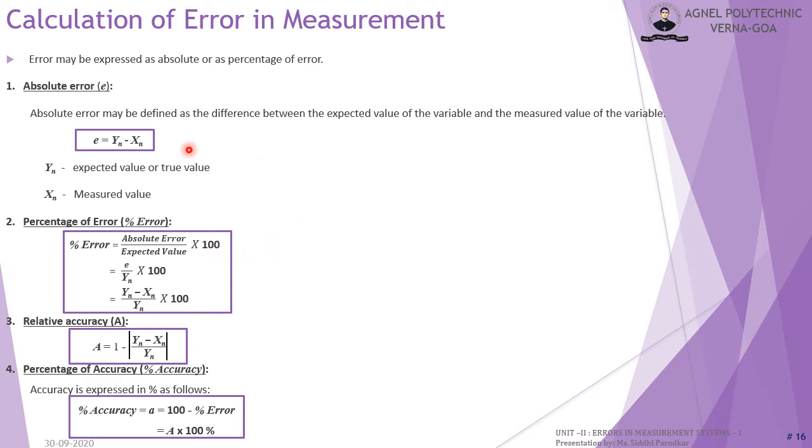From the definition of absolute error, we can substitute the value of absolute error either as E or yn minus xn. So, percentage of error can also be expressed as E upon yn into 100, or yn minus xn divided by yn into 100. We can find relative accuracy A using this formula, that is A is equal to 1 minus the absolute value of yn minus xn upon yn, and the percentage of accuracy is given as 100 minus the percentage of error, or A into 100%.